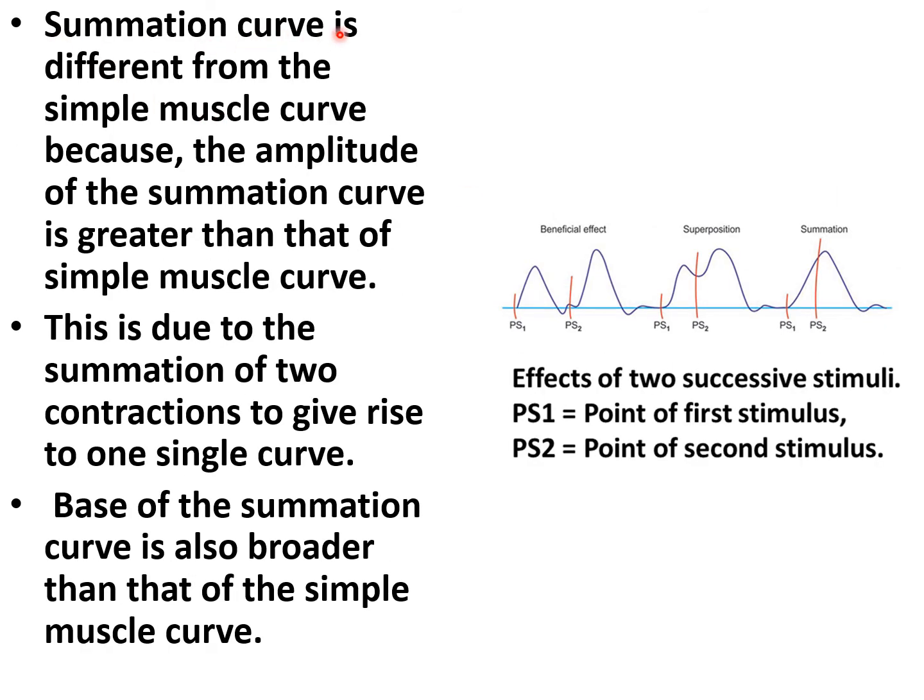Now the summation curve looks like a simple muscle twitch, but it is different from it because the amplitude of this summation curve is greater than that of the simple muscle curve, and this is due to summation of the two contractions to give rise to one single curve. Another difference is the base of the summation curve is broader than that of the simple muscle curve. So there are two main differences: the amplitude and the base of the summation curve are both greater than those of the simple muscle curve.